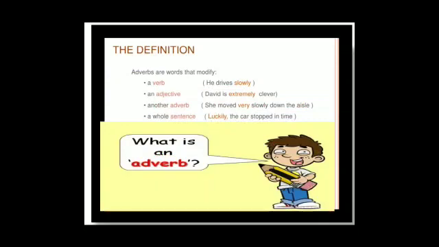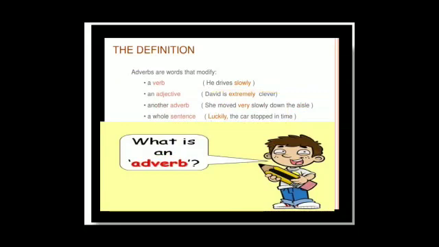Now, here, what is an adverb? The definition part. Adverbs are the words that modify a verb. The example has been given. An adjective. The example here in the bracket has been given. Then, third, another adverb. Again, the examples are given. And the last, a whole sentence. Here in the examples, on the right hand side, these are all the examples.